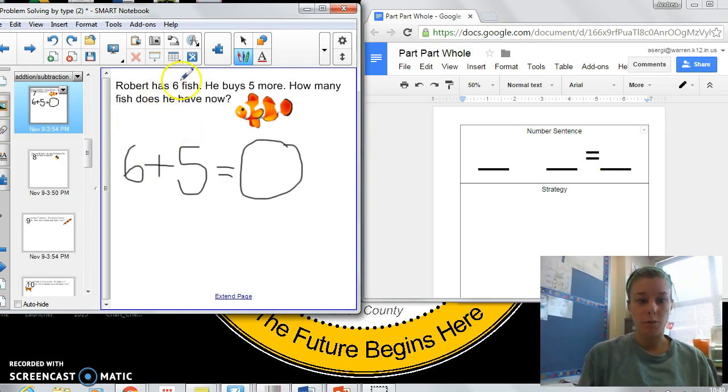So I'm going to say Robert has 6 fish. So I'm just going to draw 6 fish. 1, 2, 3. My fish do not have to be perfect. 4, 5, 6. And if he buys 5 more, I'm not going to cross them out because he's getting more, so I'm going to add 5 more.